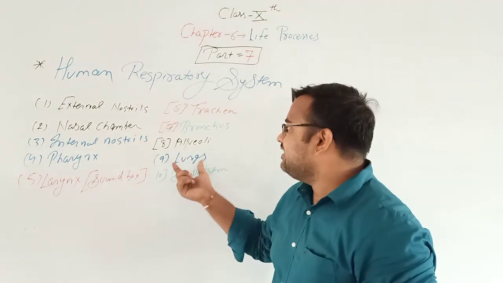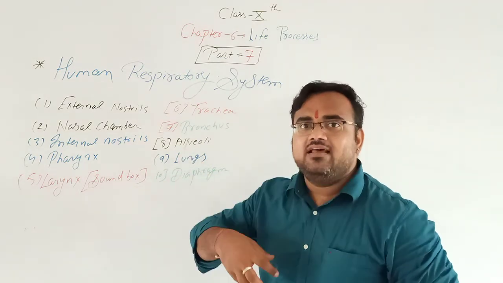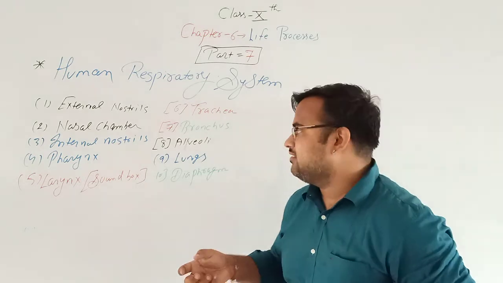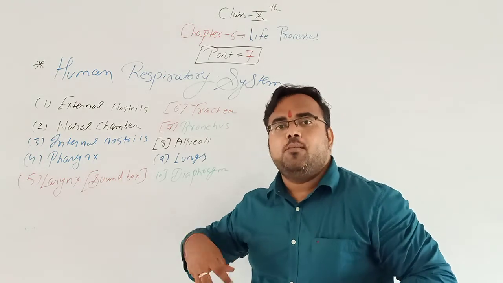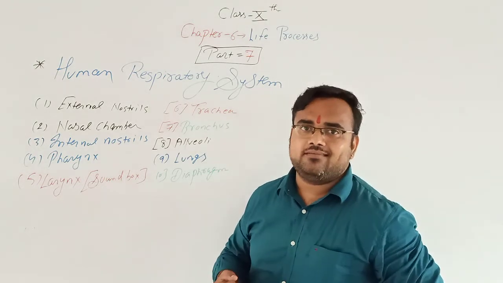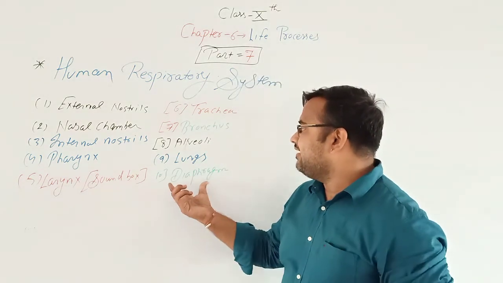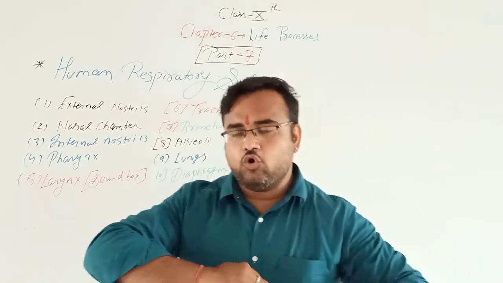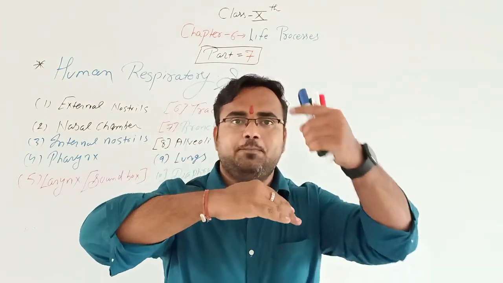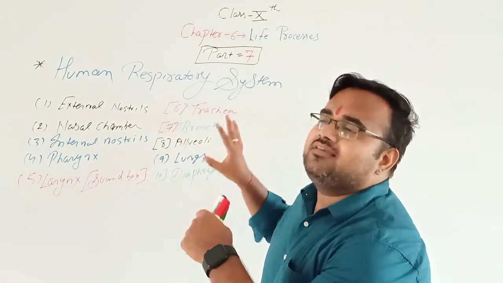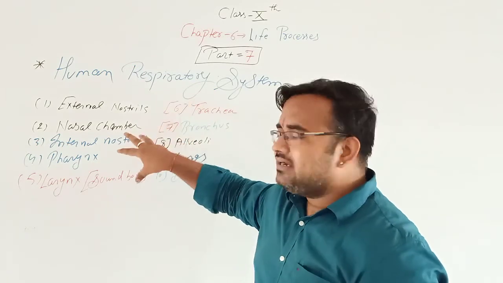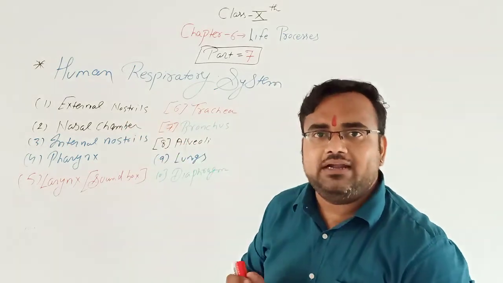Then the lungs. We know that there are two lungs, right and left. The right lung is heavier than the left lung. The reason we'll see in the next lecture. The final part is the diaphragm, a dome-shaped structure present below the lungs. We'll see each and every part in detail with the help of a neat and labeled diagram.